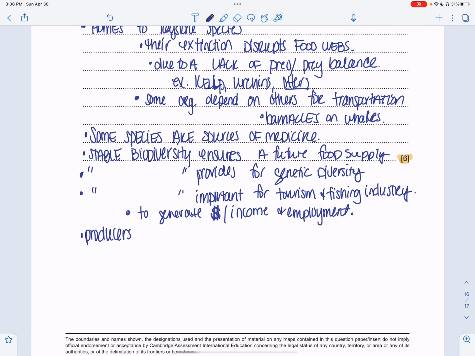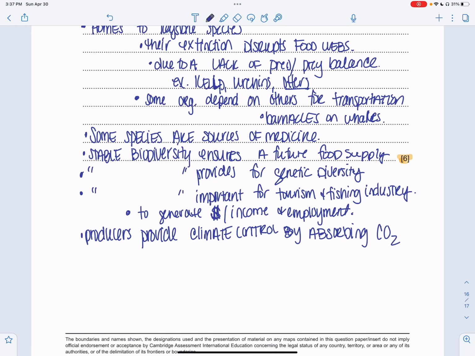Producers provide climate control. By absorbing, you could call them a carbon sink. I'm getting sloppy, but my hand is tired. CO2 and releasing oxygen in photosynthesis.